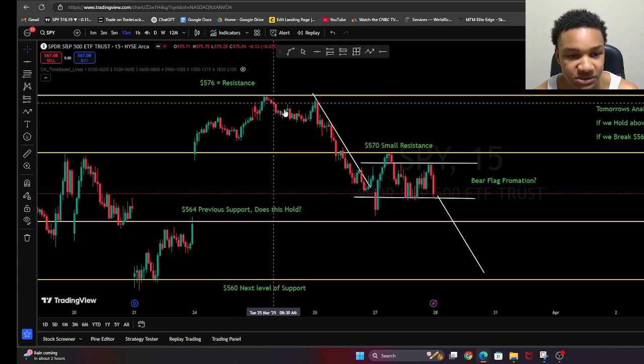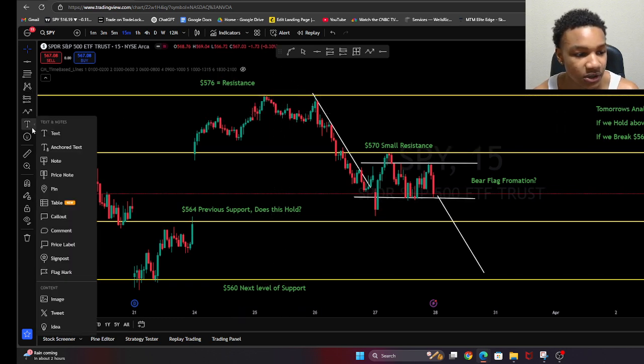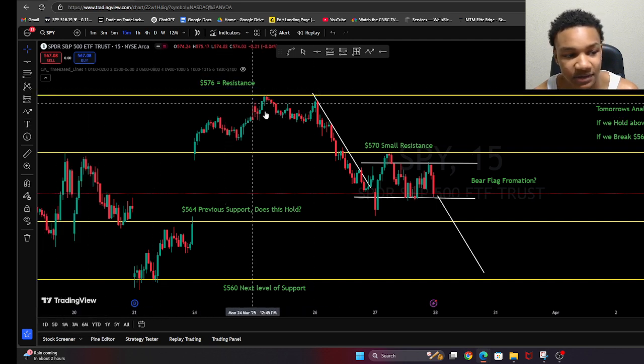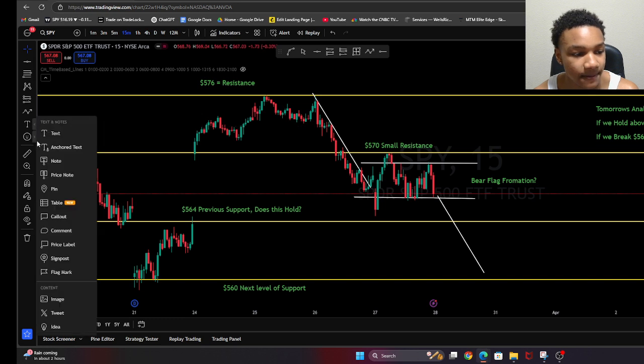So do you see? I'm gonna circle the top up here. This is called resistance because these candles are resisting at this price. So price is failing to get above that. Candles are failing to get above that price. All right, price is failing to get above the price of $576. That's why we call it resistance.